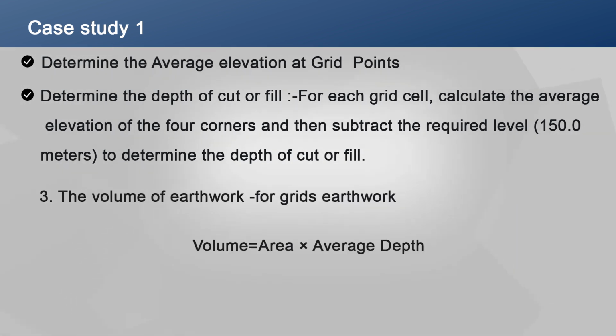Third step is calculation of volume of earthwork for each grid. It can be calculated by this formula. Volume is equal to area into average depth. Area is the area of the grid, and average depth is nothing but the depth of cutting or depth of filling.